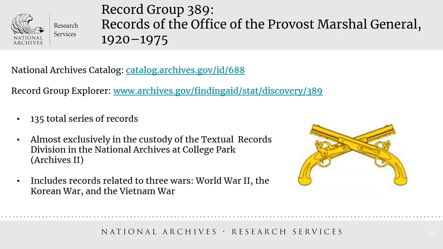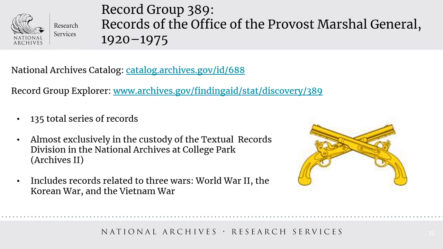You may use the National Archives catalog to browse the 135 series that are included in Record Group 389. Many container lists and file unit lists are also searchable in the catalog, so it is a good place to start when researching the records of the Office of the Provost Marshal General. Although I am focusing today on records from World War II, there are also some records related to the Korean War and the Vietnam War in this record group, and I will share more information about that later in the presentation.